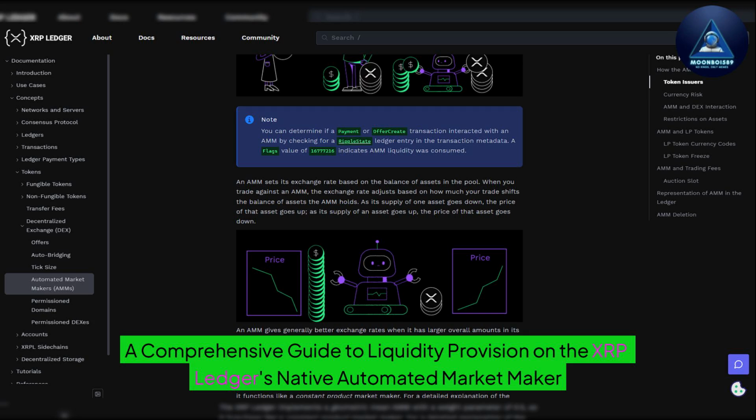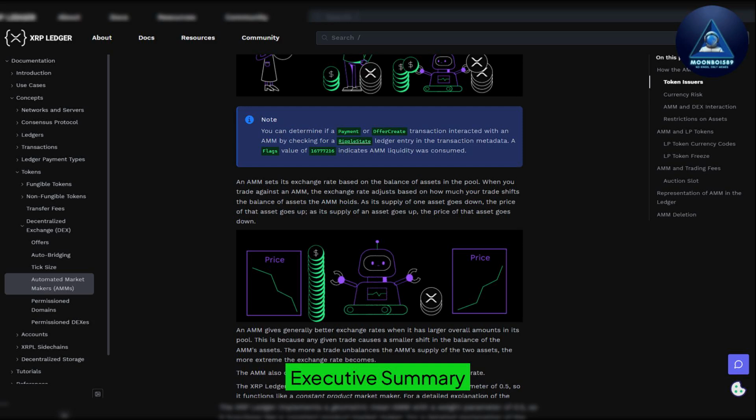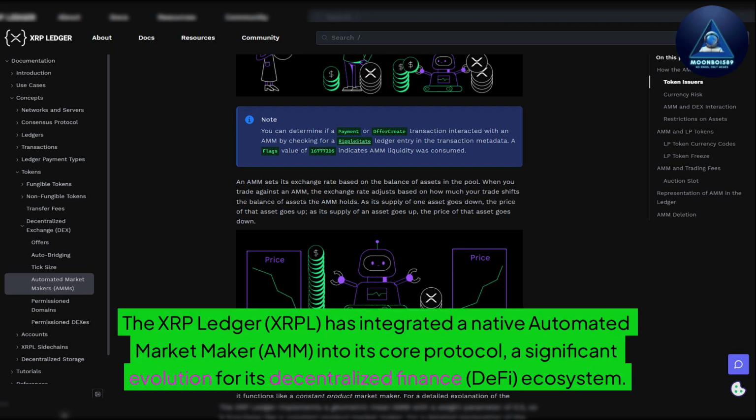A comprehensive guide to liquidity provision on the XRP Ledger's native automated market maker. Executive Summary. The XRP Ledger, XRPL, has integrated a native automated market maker, AMM, into its core protocol, a significant evolution for its decentralized finance, DeFi, ecosystem.